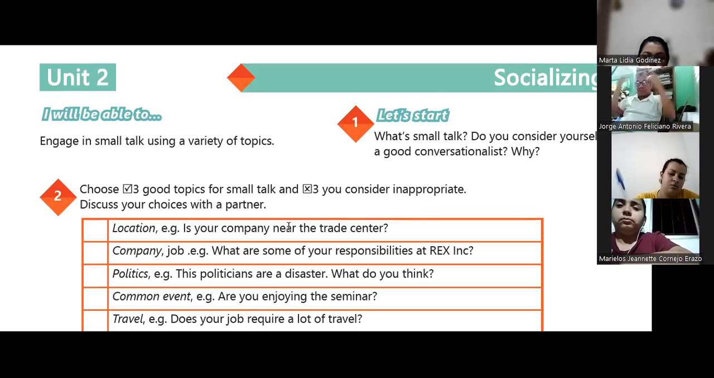So let's read over here, okay? In the activity number 2, what I was talking about the topics. Topics to start a conversation. And we have to check 3 good topics and 3 that are not so good.